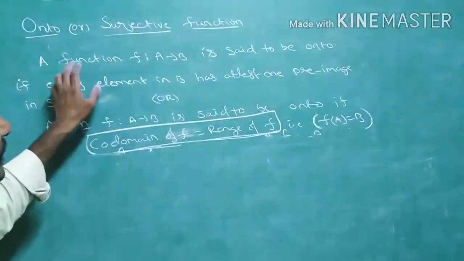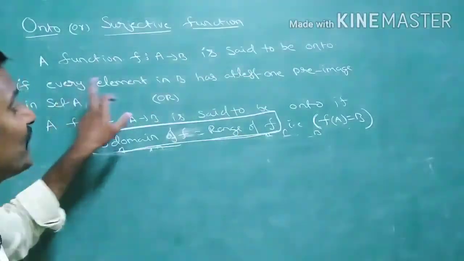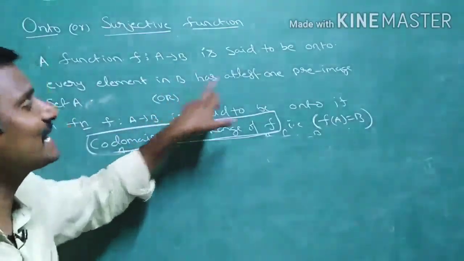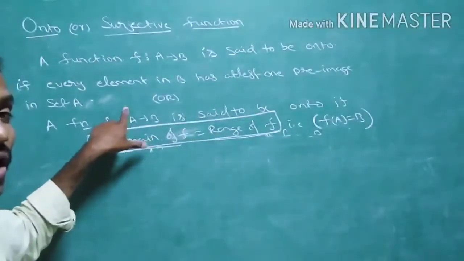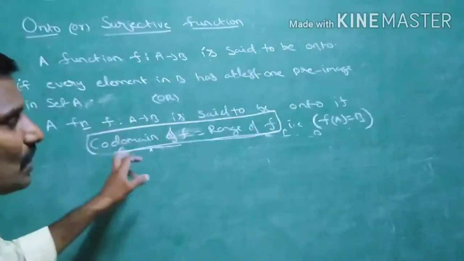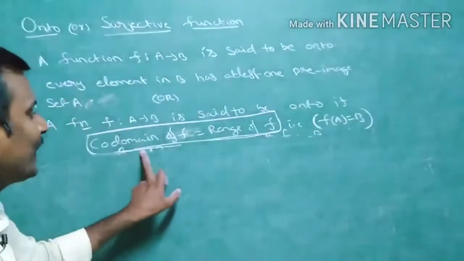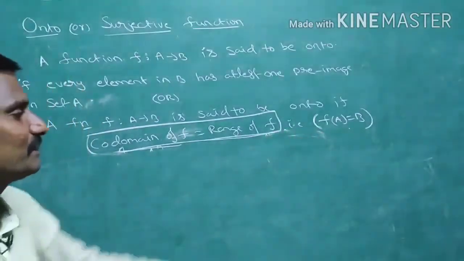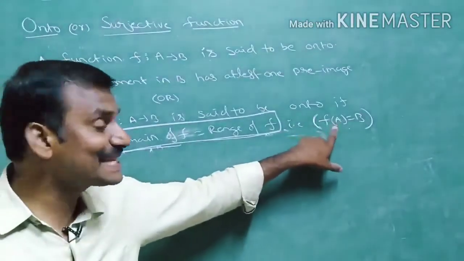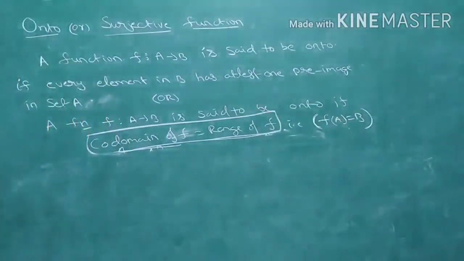So what is the onto definition? A function f from A to B is said to be onto if every element in set B has at least one pre-image in set A. That is called an onto function. Or a function f from A to B is said to be onto if codomain of f is equal to range of f. That is also called an onto function. This is the range of f, and this is the codomain. Okay, this is the onto definition.